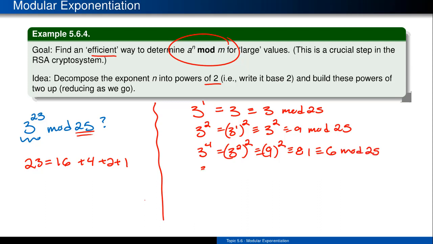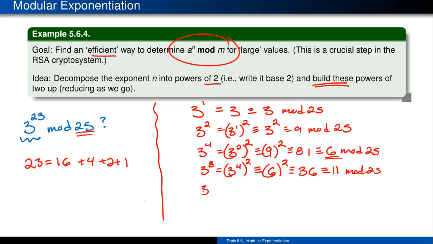Okay, so we're going to continue this process by seeing a 3 to the 8th. Well, 3 to the 8th is viewed as 3 to the 4th squared, because 4 times 2 gives me that value of 8. So here's where we're going to use that previous step. This is this idea of building these powers up. Once I know 3 to the 1, I can compute 3 squared. Once I know 3 squared, I can compute 3 to the 4th. Once I know 3 to the 4th, I can compute 3 to the 8th. So 3 to the 8th is going to be 3 to the 4th, i.e. my previous answer, which is a 6, and that thing's going to be squared, which is now going to kick out a 36. And a 36 reduced mod 25 is going to turn into 11.